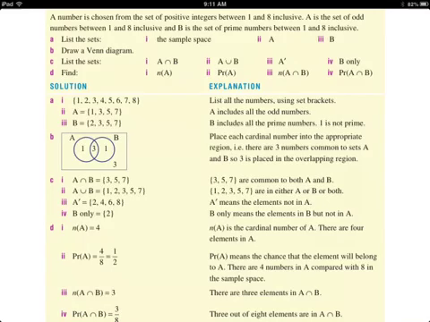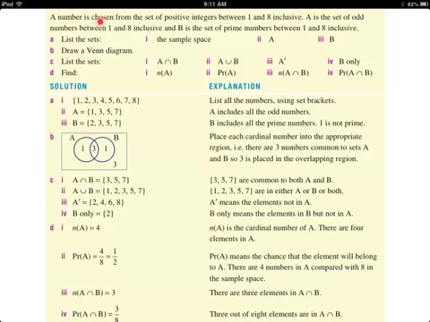Okay, let's look at an example that they have in the book here of how exactly we use this information about set theory. Now, how is that going to help us with this example?